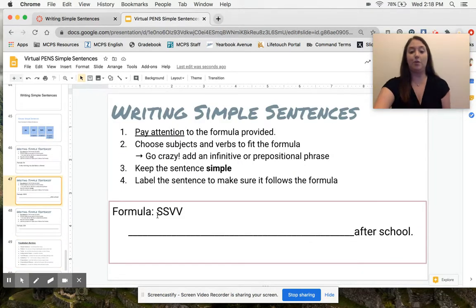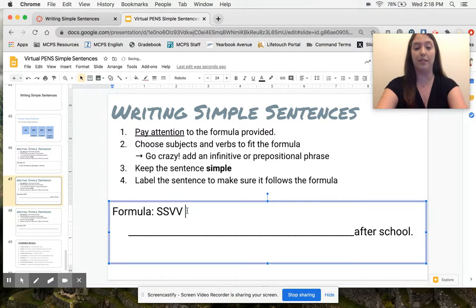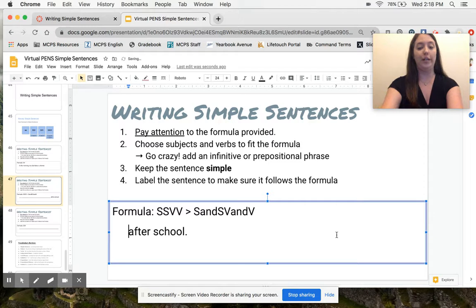Okay, this time our formula is SSVV. And remember what I told you to remember. When you have multiple subjects and verbs, it's really like S and S, V and V. You've got to have that word and in there to have more than one subject. And again, we have part of our sentence completed for us here. It ends with after school. All right, so we need two subjects. How about Mickey and Luis?